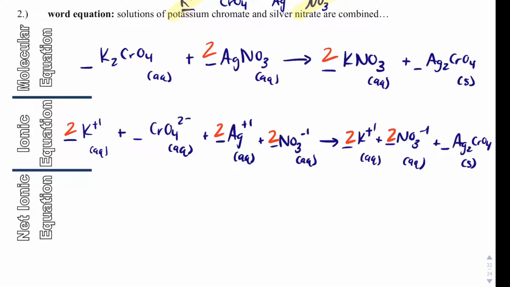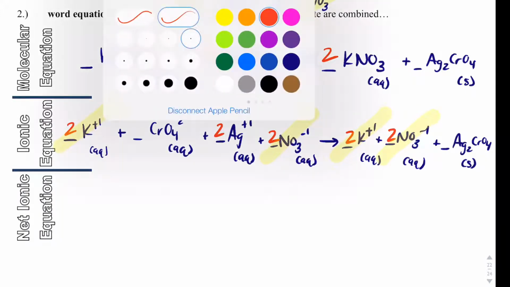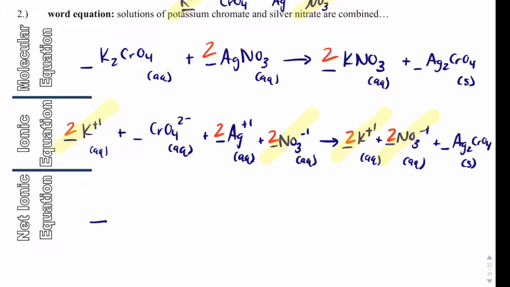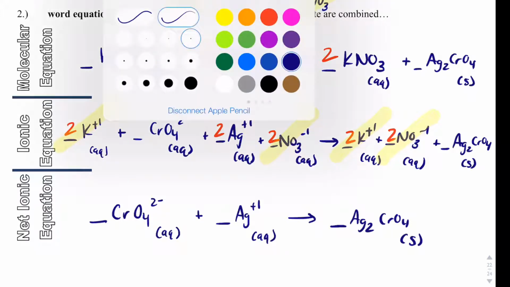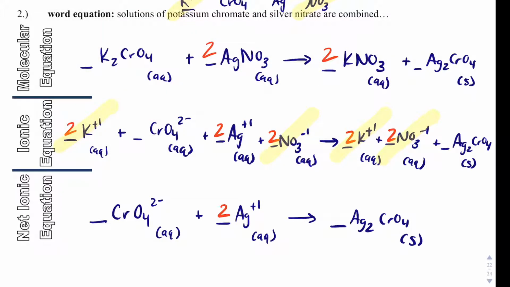Now for my net ionic equation, I am going to just cross out what occurs exactly the same on each side. So I've got potassium exactly the same. Chromate is not exactly the same, so I can't cross that out. Silver is not exactly the same, so I cannot cross that out. But nitrate is, so I can cross that out. And so for my net ionic equation, that is just whatever is left over. So I have CrO4 2- aqueous, plus Ag+1 aqueous, and that forms Ag2CrO4 solid. And then just to finish this off, I'll get this balanced, and it looks good.